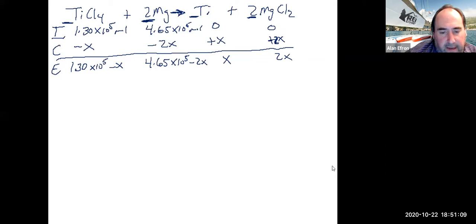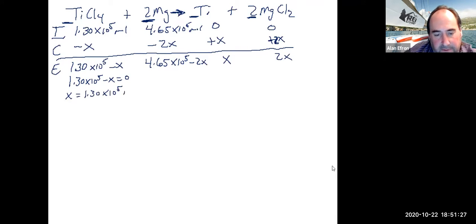So once we got sort of our ICE table here, we want to, again, set our 2 reactants equal to 0 and basically solve for x. So 1.3 times 10 to the 5th minus x equals 0. That means x equals 1.3 times 10 to the 5th moles. And again, when you solve for x, it is moles.